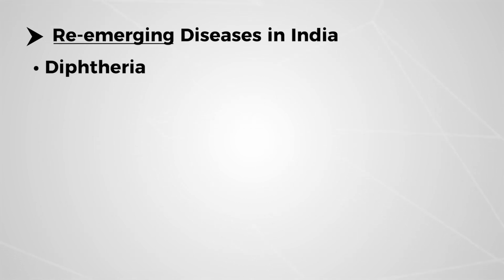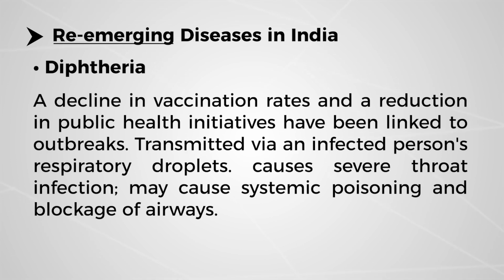Then diphtheria. A decline in vaccination rates and a reduction in public health initiatives have been linked to outbreaks of diphtheria again. So we have these vaccines in the pediatrics departments in hospitals. It is transmitted via an infected person's respiratory droplets, causing severe throat infections, and may cause systemic poisoning and blockage of airways.